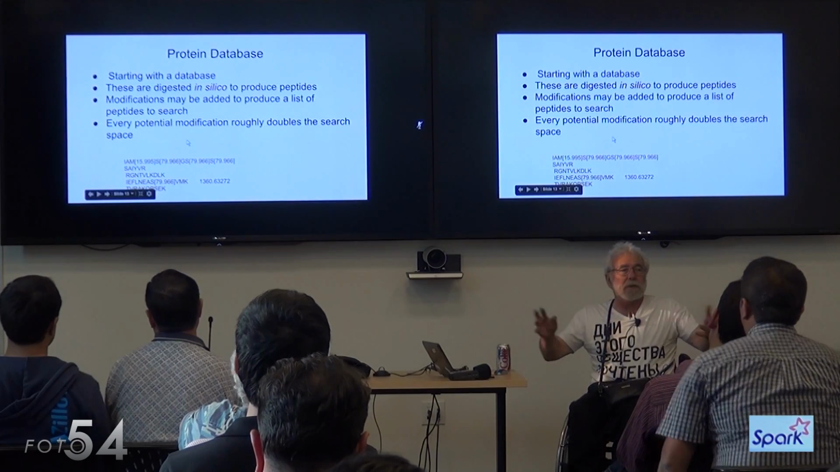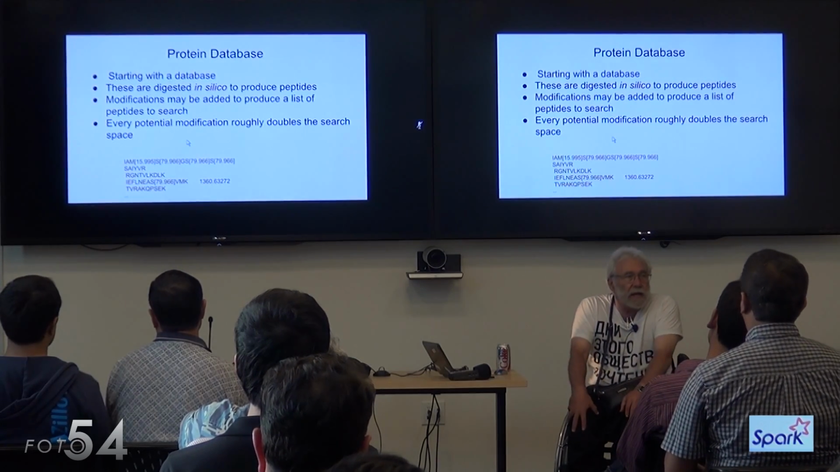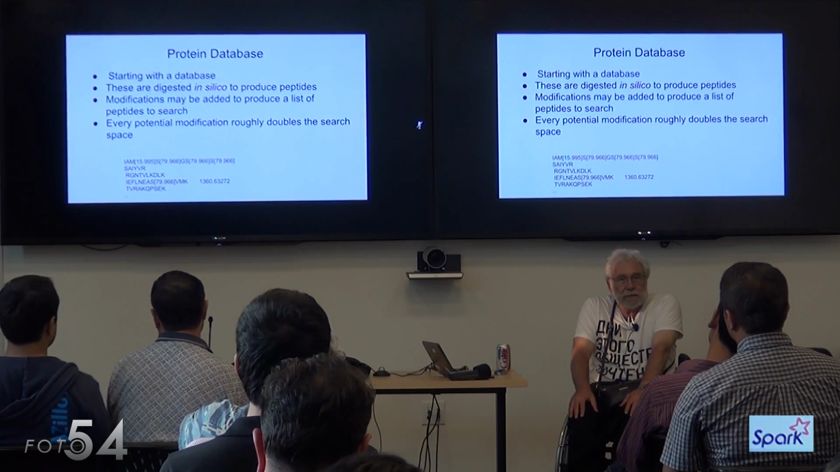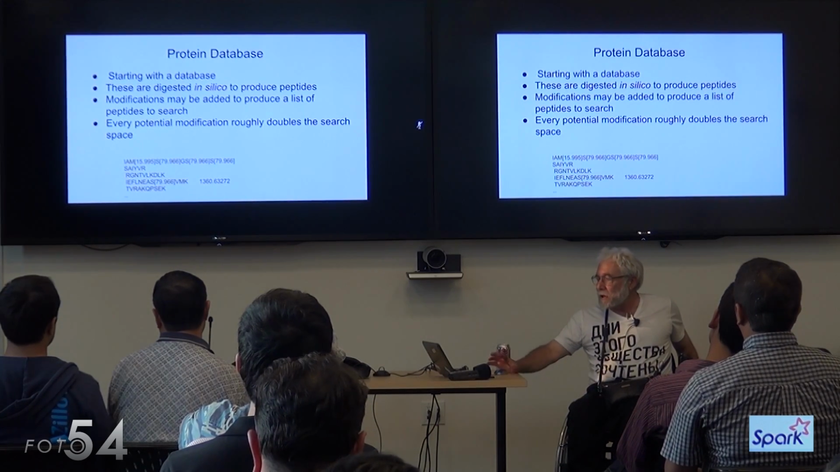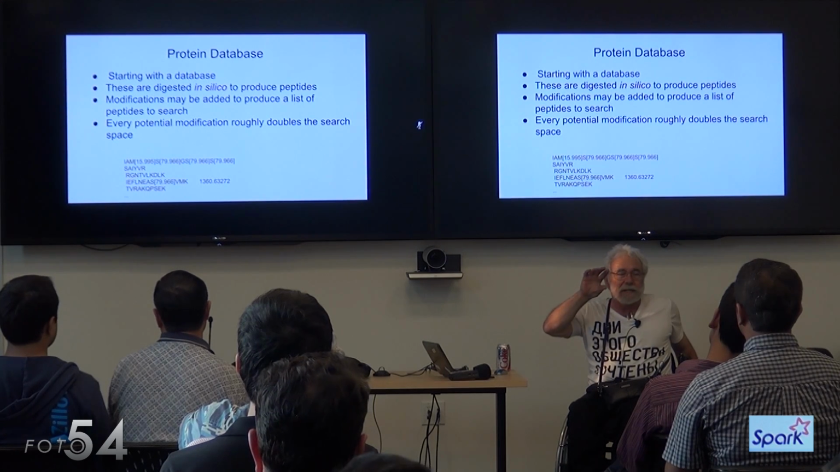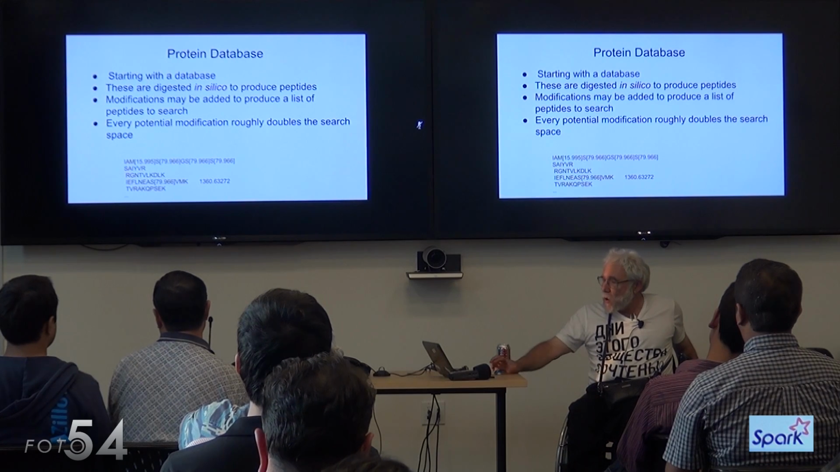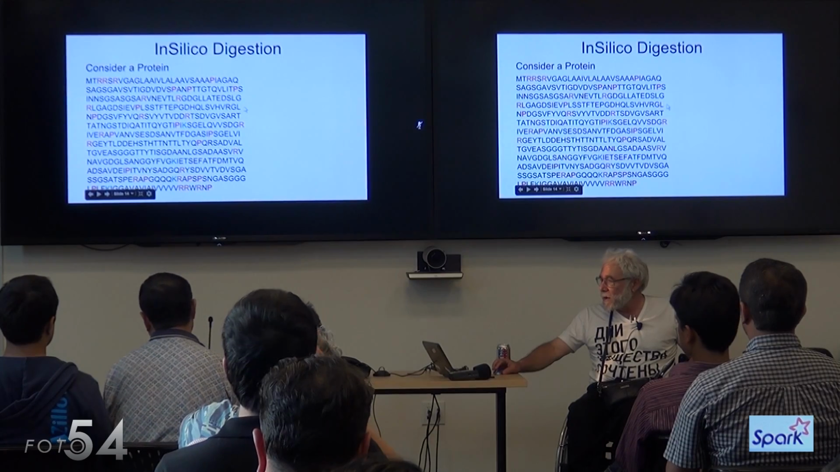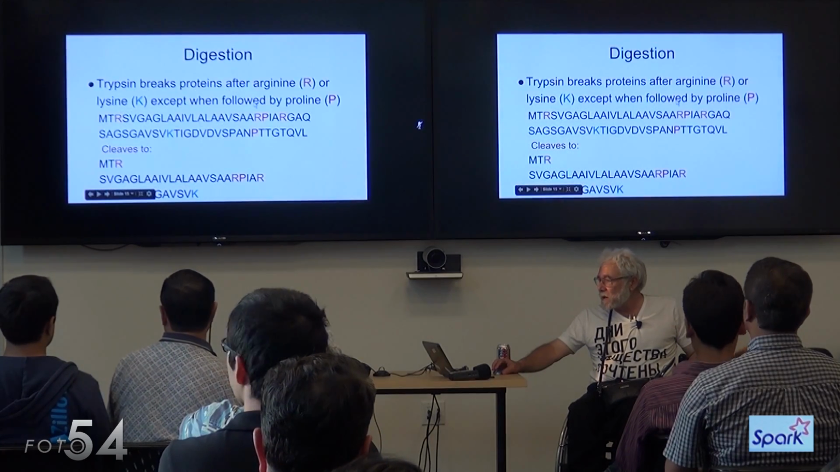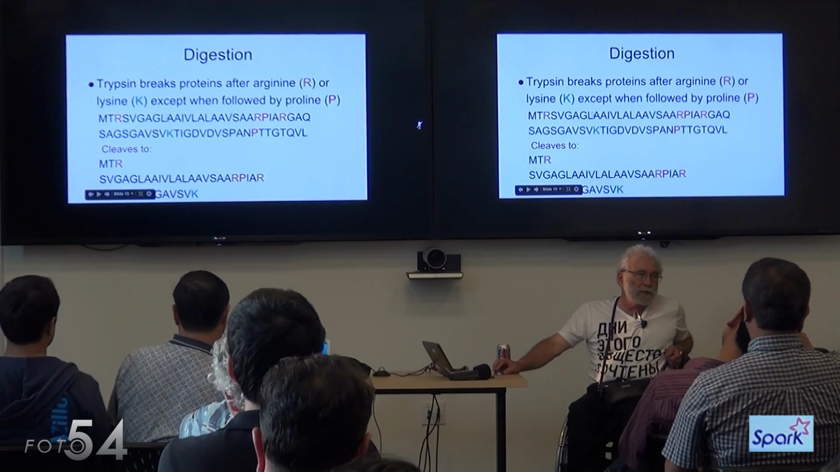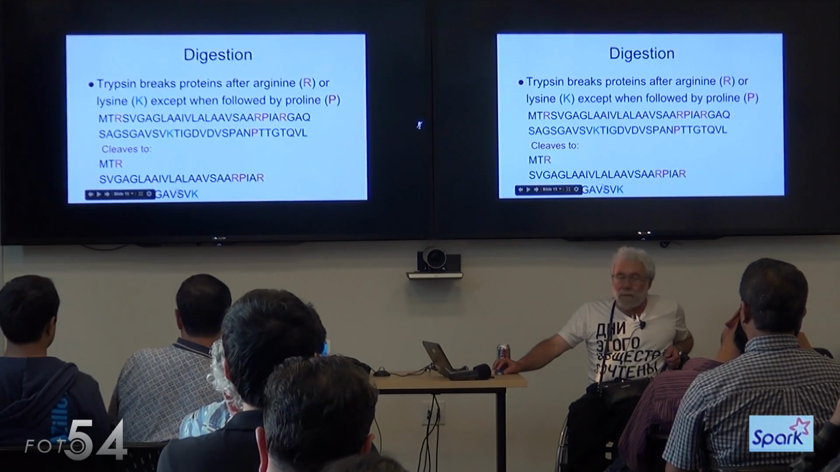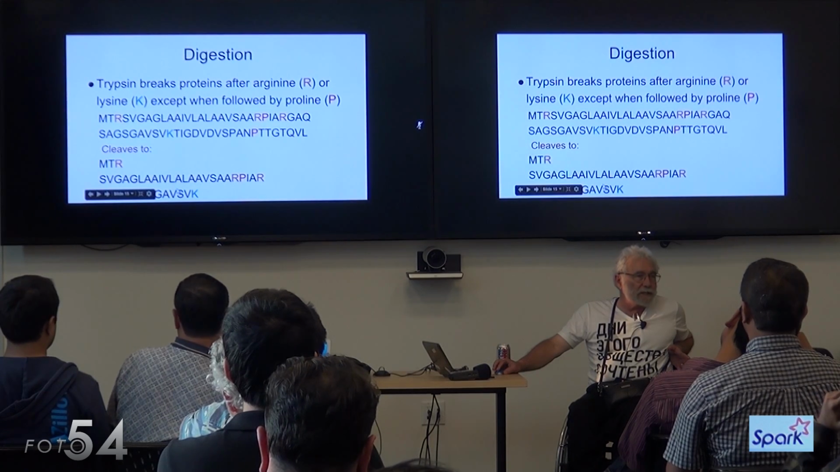So, you start with the protein database, and then you do what's called in silico digestion. And in silico digestion means you do exactly what the enzyme would have done with the protein. So, you're going to take the protein and break it up like this protein. And again, we break it up with trypsin. I've shown you this slide before, but now you're doing this in the computer to come up with all of the fragments that you expect to see.